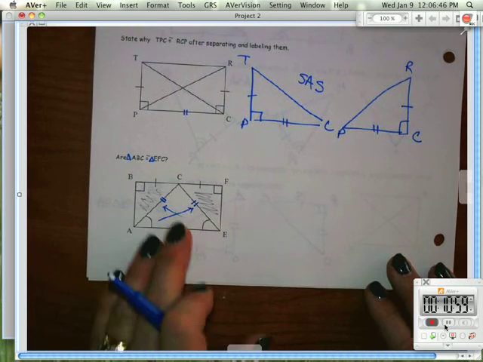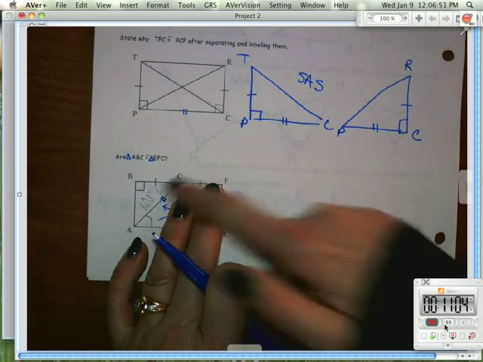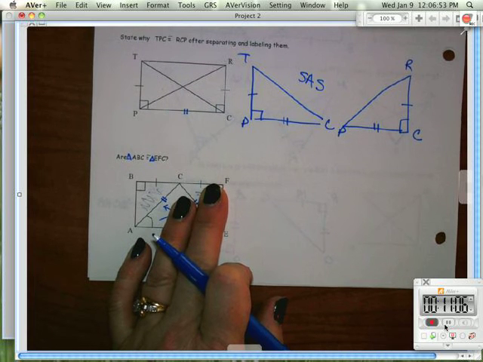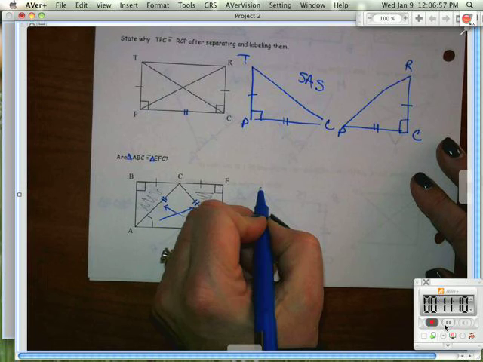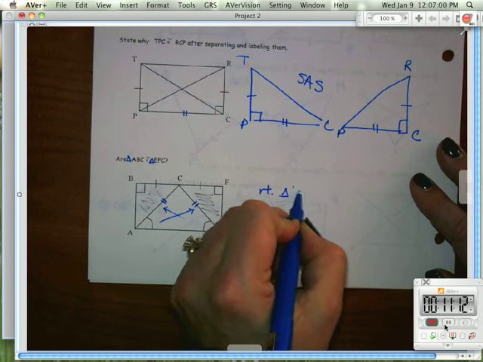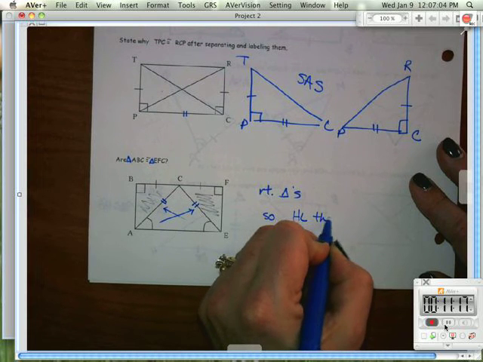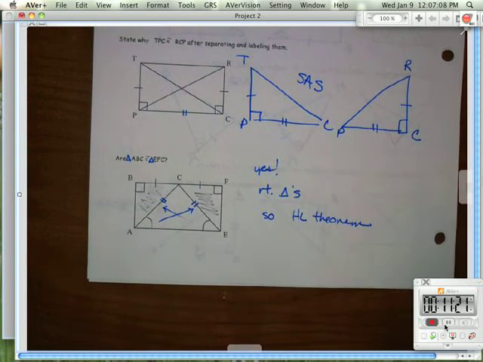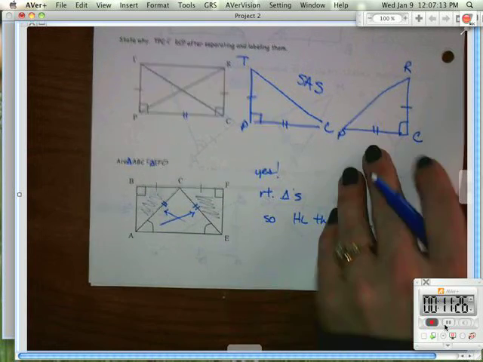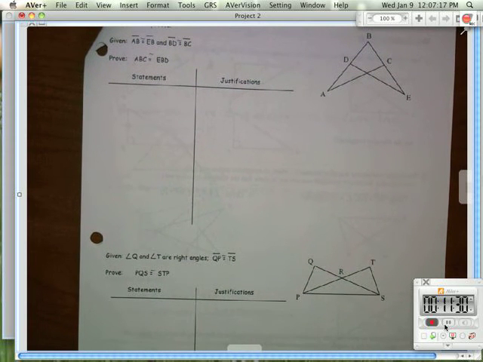Now if I look at one of these right triangles, I can say that those two triangles are congruent by the hypotenuse leg theorem. So that's what I would use. They're right triangles, so I can use the hypotenuse leg theorem to prove that they're congruent. Isn't that cool? All right, turn the page. Let's do a couple of proofs, and then you're done.